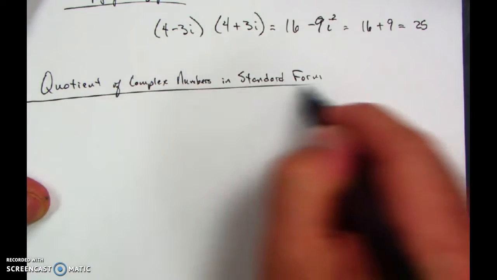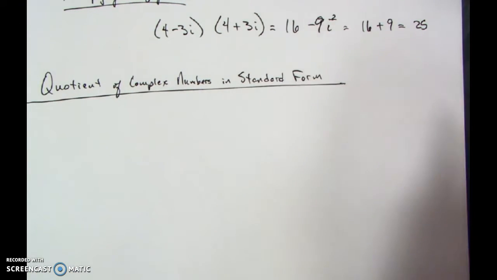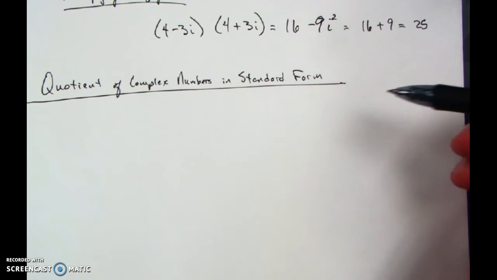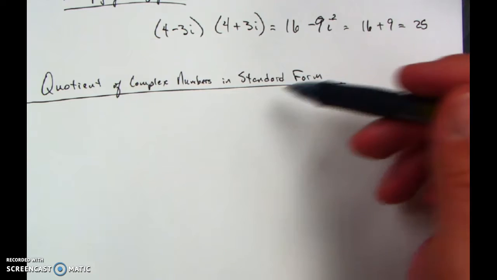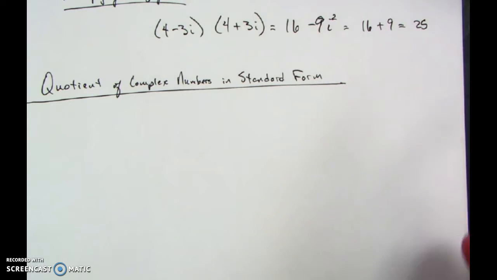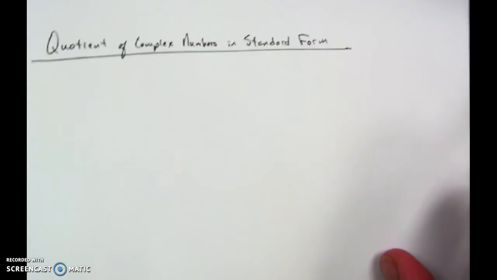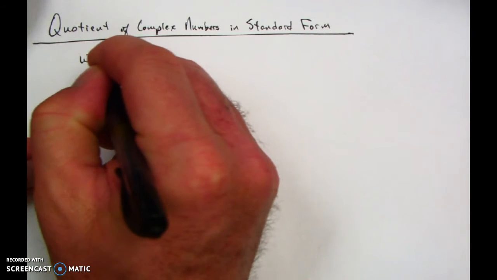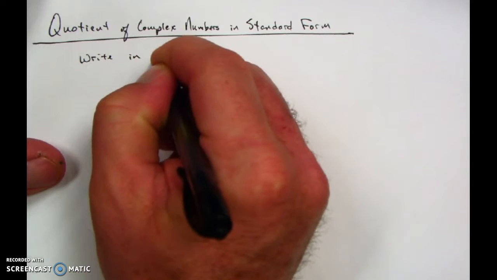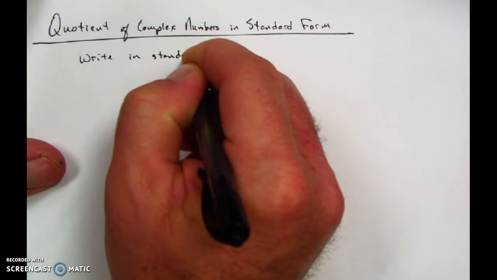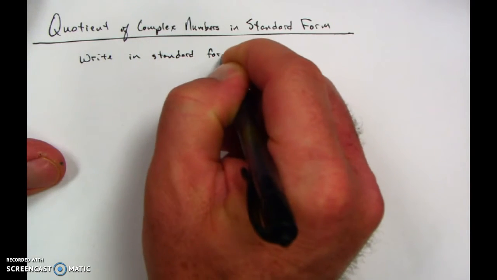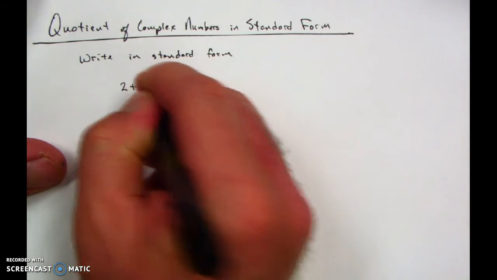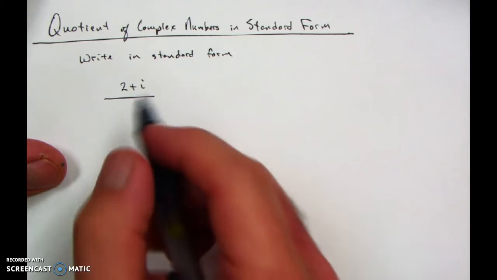Now what that means is that we're going to simplify this. We're going to try and write our answer in standard form, and what we basically want to do is get rid of any imaginary or complex numbers that are on the bottom of a fraction. So if we're asked to write in standard form, that means a plus bi, and we have (2 plus i) divided by (2 minus i).